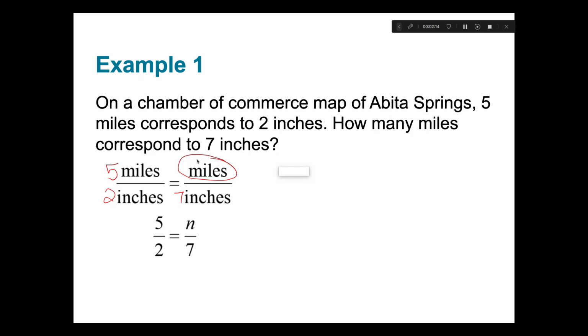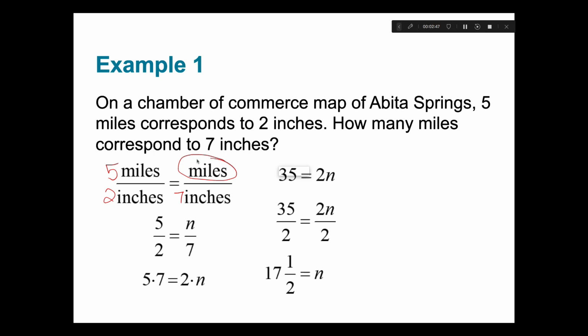So once we have that, you guys know how to solve this, right? 5 times 2 divided by 7? Nope. 5 times 7 divided by 2. So we cross multiply and then divide, and we end up with 17.5 as how many miles that 7 inches is going to represent.